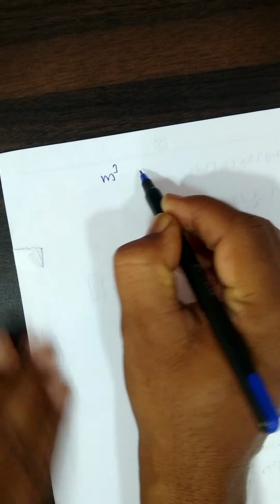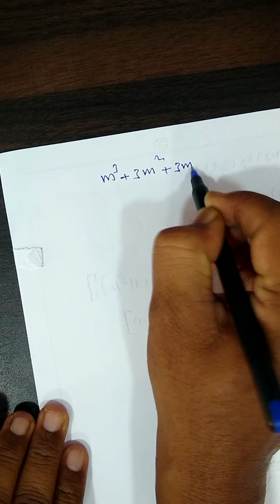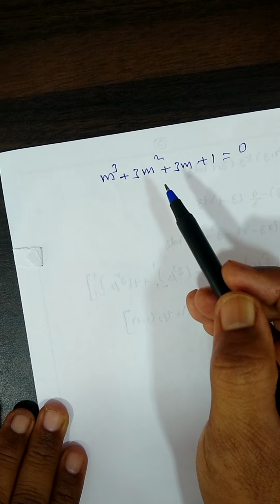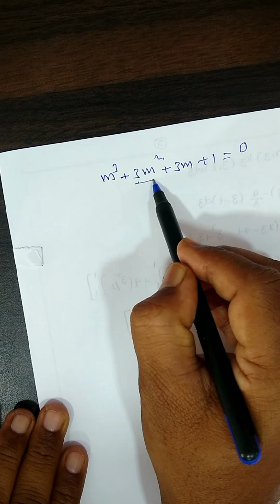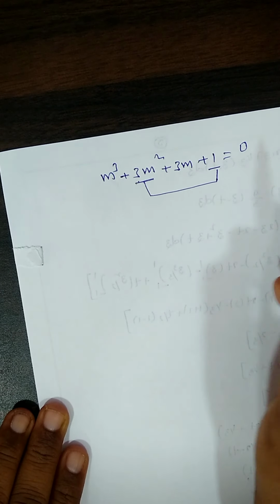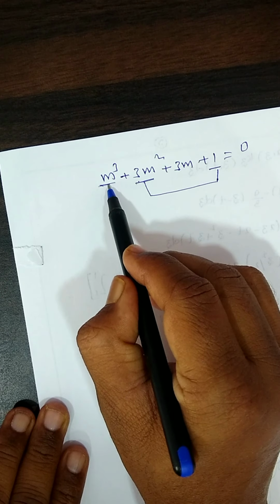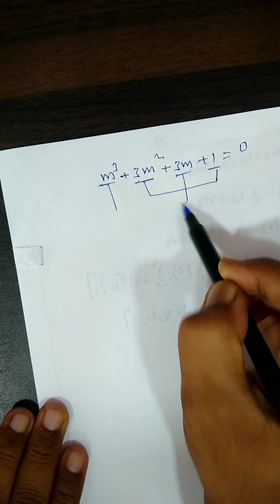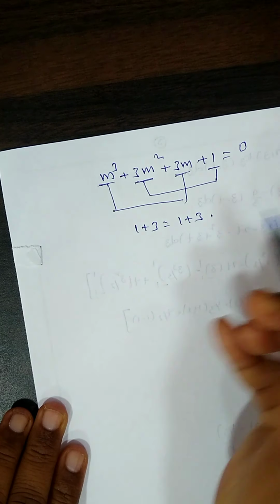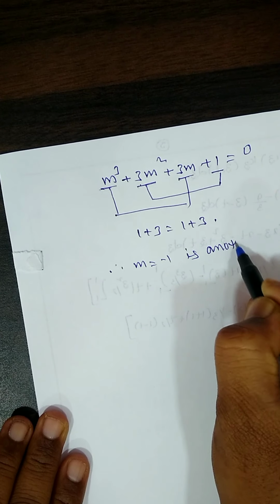m cube plus 3m square plus 3m plus 1 equal to 0. Now, the sum of the coefficients of even powers: the coefficient of m square is 3, and the coefficient of m power 0 is 1. 1 plus 3 is equal to how much? 4. And the sum of the coefficients of odd powers: the coefficient of m cube is 1, the coefficient of m is 3. Both are the same, 1 plus 3 is equal to 1 plus 3. Therefore, m equal to minus 1 is another root.